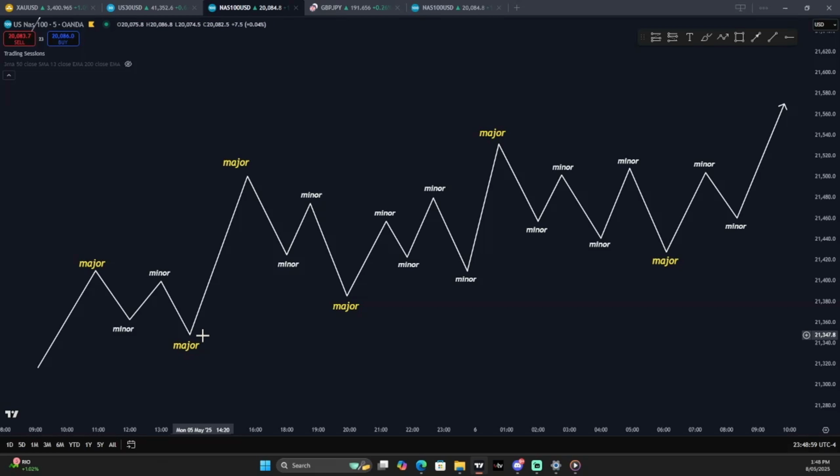Now the next impulse move went directly straight up, breaking the major swing high, continuing structure for an uptrend. We then repeated it just like last time, forming a minor swing low, minor swing high, and then a major swing low over here. And then that is essentially going to continue for the rest of the uptrend.